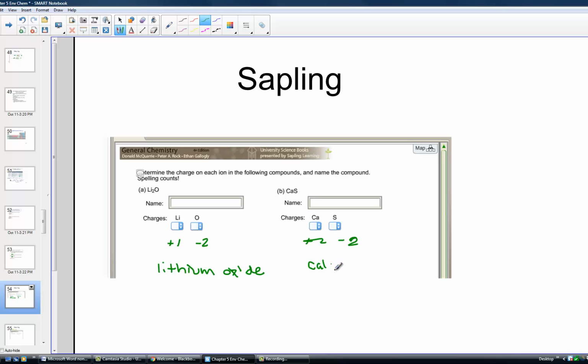C-A-L-C-I-U-M for calcium. And then here's sulfur is the name of the element, but we're going to change the last name to the IDE, calcium sulfide.